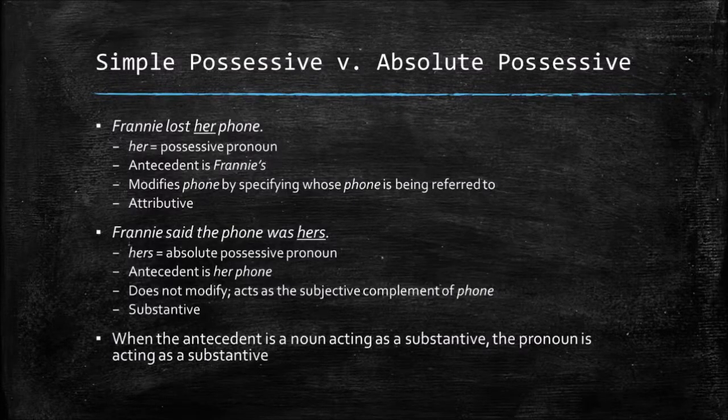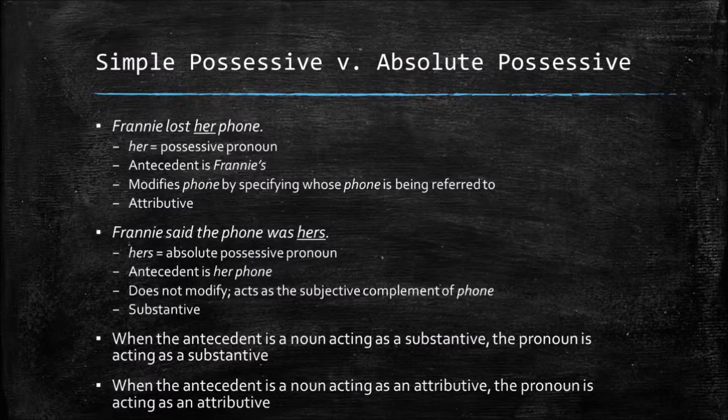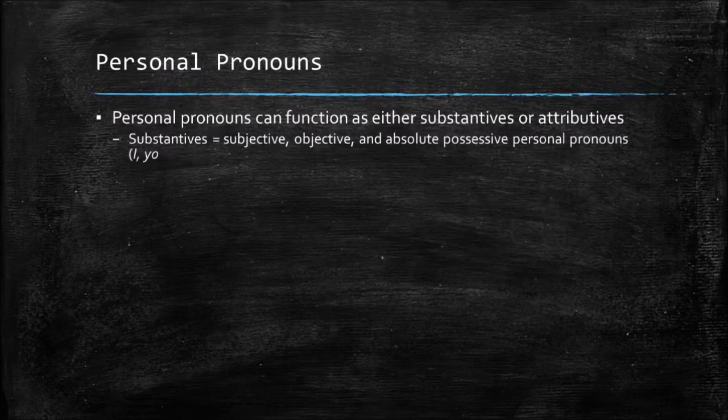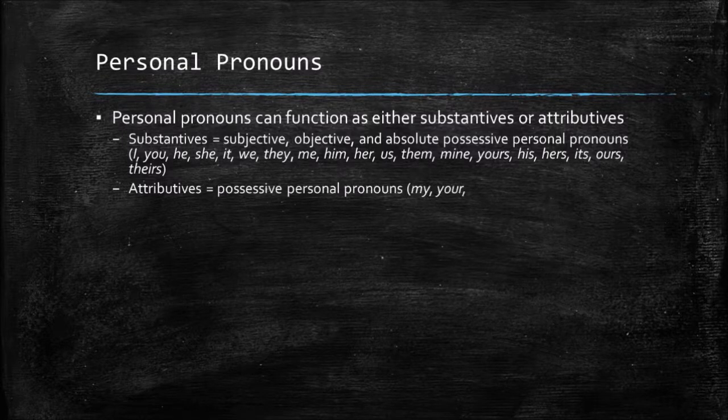When the antecedent of a pronoun is a noun that's acting as a substantive, then the pronoun is also a substantive. When the antecedent of a pronoun is a noun acting as an attributive, then the pronoun itself is also an attributive. So just one more time. Personal pronouns typically function as substantives, but in some cases, as in the simple possessives, they can actually function as attributives. Substantives are going to be your subjective, objective, and absolute possessive personal pronouns, while your attributives are going to be pronouns used in that simple possessive form.